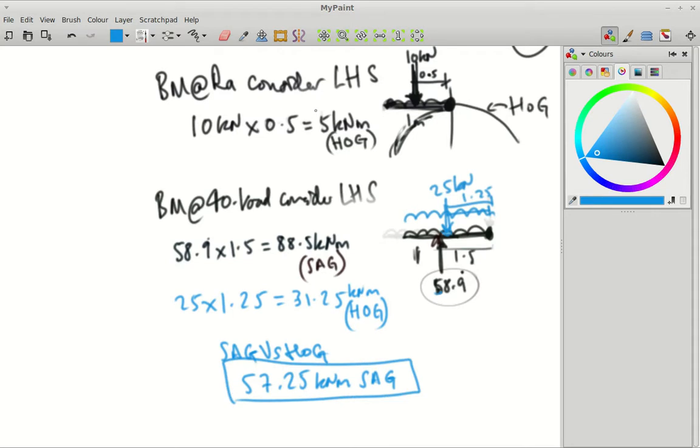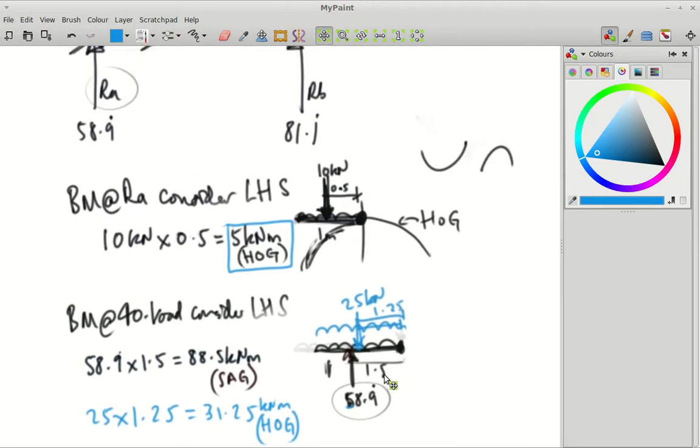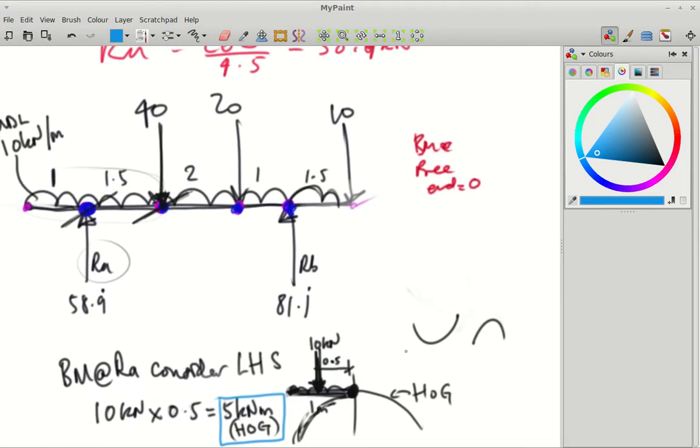So this one is as it is because there's no balancing act to do. On this one we've had to do sag versus hog, and we'll end up plotting a sagging moment of 57.25. All right, let's carry on. There's only two more left to do.